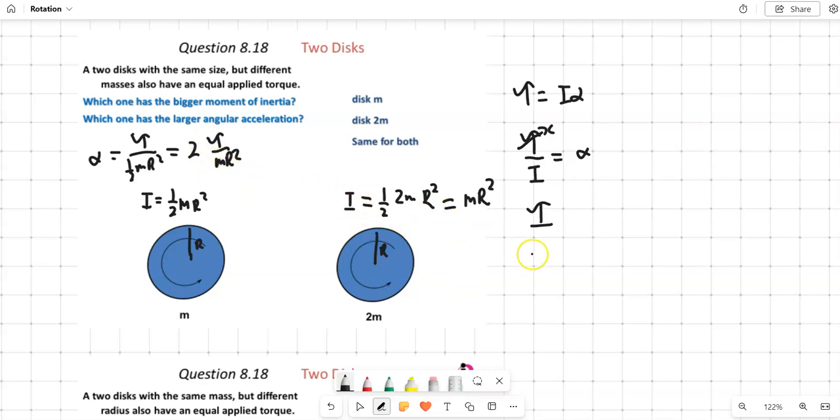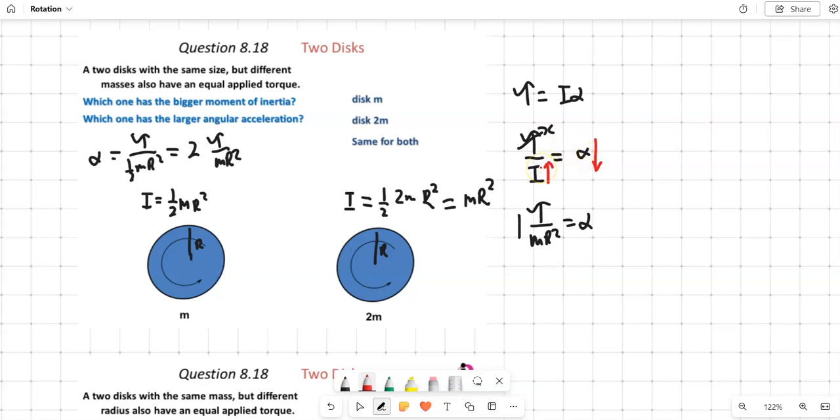On the right hand side, this moment of inertia is mr squared, and that's equal to alpha, right? So this guy's acceleration is going to be 1 times torque over mr squared, while this other one is going to be 2 times torque over mr squared. In other words, the one with a larger moment of inertia is going to result in a lower angular acceleration. It's kind of like saying having a larger mass, you're going to have a lower acceleration, right?